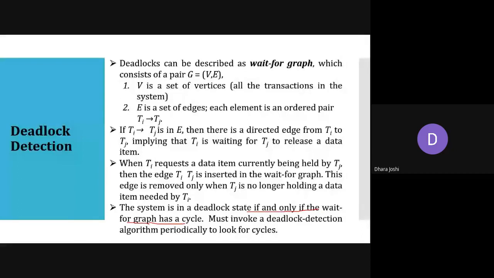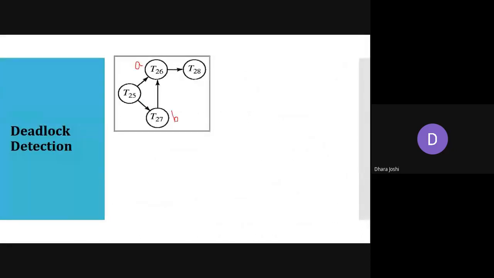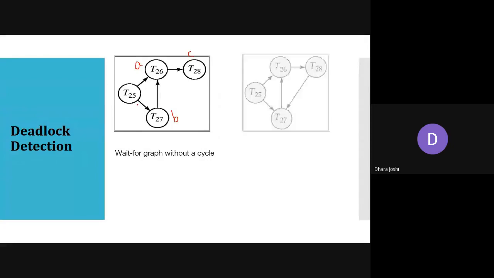As you can see here, T25 needs two data items A and B. T26 needs data item C, which is held by T28. T27 also requires data item E, but a cycle is not formed. So we can say that without a cycle, in this state, no deadlock is there. But if you observe here, we are having a cycle. So we can say that the second transaction which is marked, it is a deadlock.